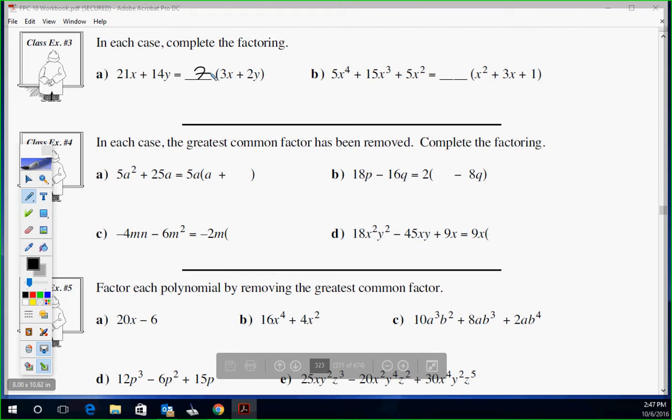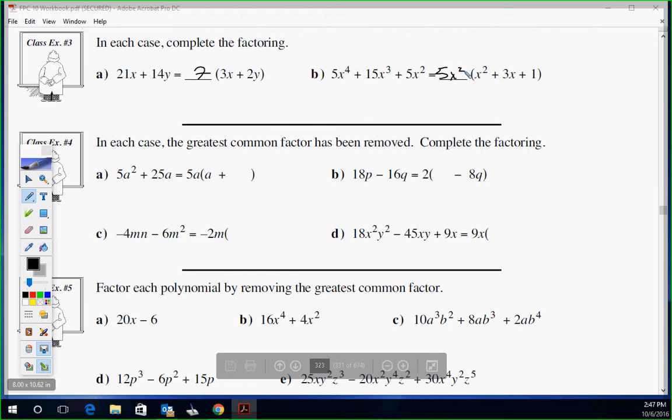Okay, so what's the GCF for b? 5, not x squared. Good, 5x squared. You can check by doing this. It's pretty simple. What's 5x squared times x squared? Check, that's right. What's 5x squared times 3x? Check, 15x cubed. 5x squared times 1 is the 5x squared. So you can check and say, okay, I do have it right. I did pull out the right thing.